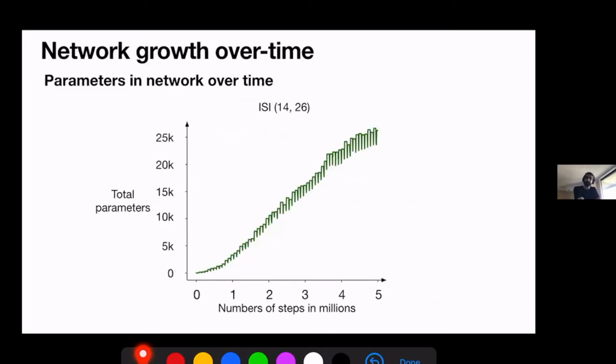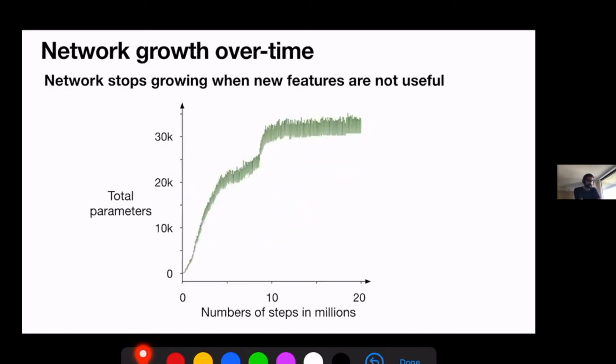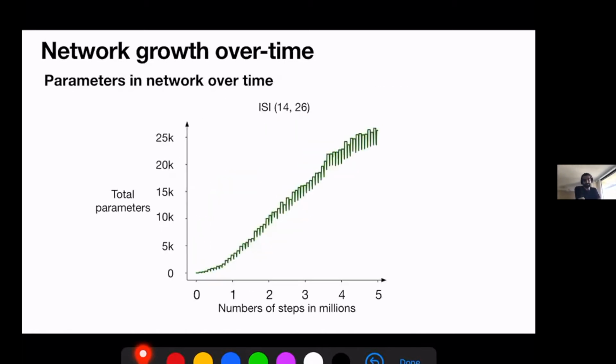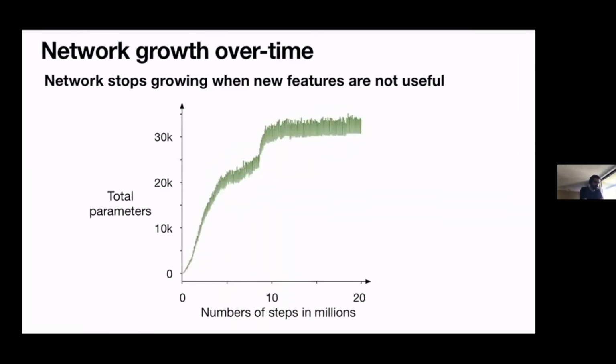And now let's also look at how the network grows over time. On the y-axis, I'm adding the number of parameters over time, and the network is growing and adding more and more features. But we would expect that once adding more features is no longer useful, it should stop, and that's what happens. If you learn for a very long time, after a while the rate at which the network is adding features slows down a lot, because adding features is no longer useful.